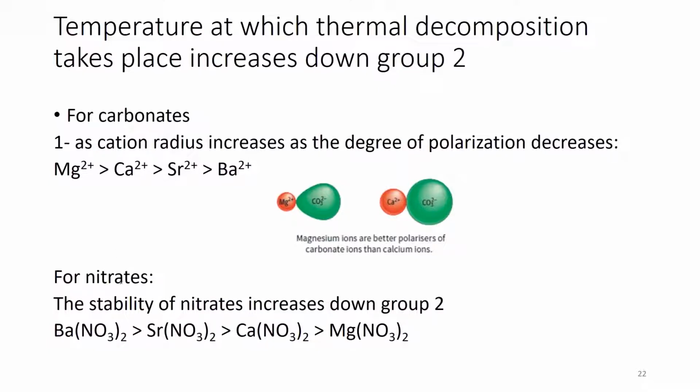Now, if we look at nitrates, the stability of nitrates going down the group actually increases. So barium has a higher stability than strontium. Calcium moving to magnesium would have less stability. So the more stable, the higher the decomposition temperature would be.